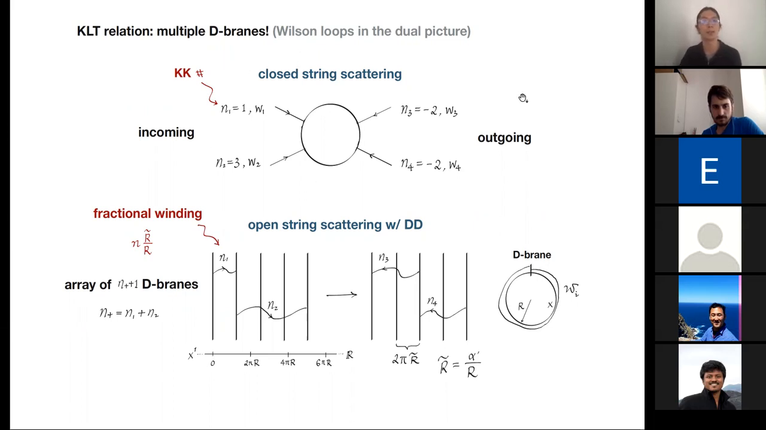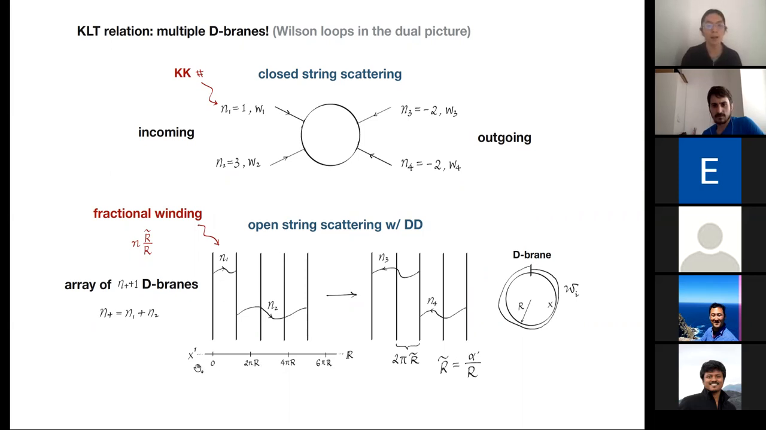So let's see how this works for a very specific example. I have two incoming closed string states on the left-hand side of the KLT relation. For the first closed string, we have momentum number equal to 1 and the winding number equals whatever, because we know the winding number of the closed string is just mapped to the integer winding number of the open string. So that part we understand. And then the second closed string will have a momentum number 3. And of course, in this scattering, the momentum numbers are just conserved. Then on the open string side, let's design this D-brane configuration such that this momentum number of the closed string scattering is encoded in this D-brane configuration.